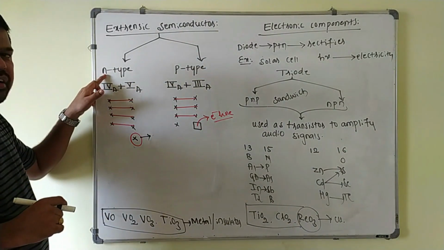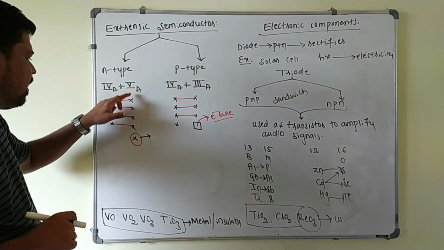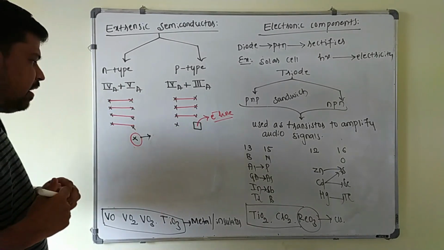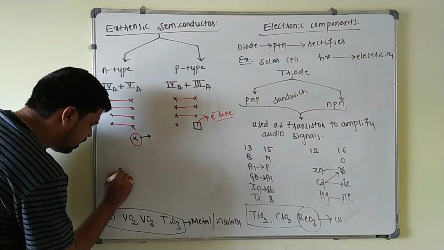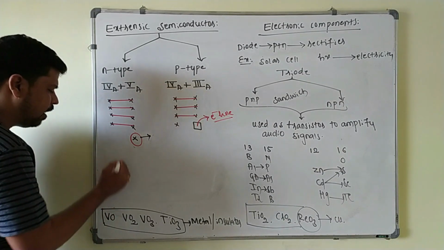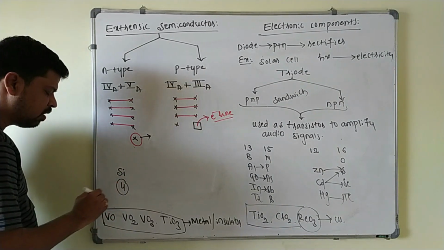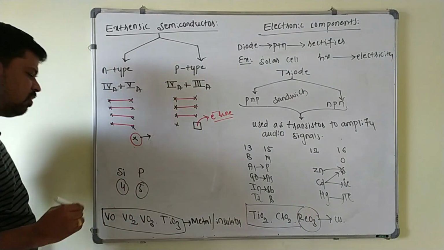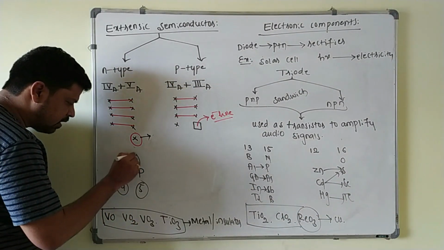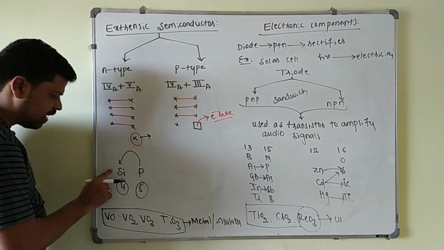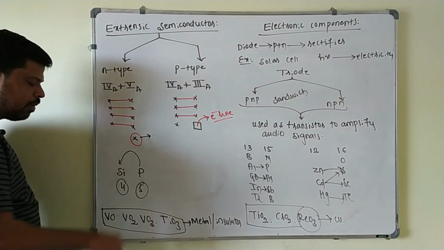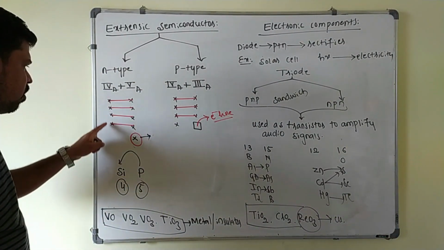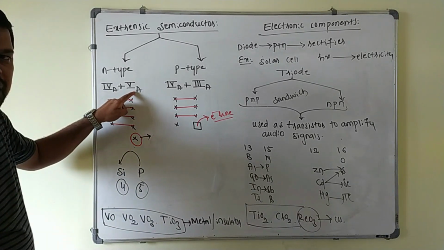Here N type semiconductors are obtained by adding pentavalent impurity to the group 4A elements, that is to silicon or germanium. For example, silicon is a group 4A element which has 4 valence electrons. Whenever it is doped with a pentavalent impurity like phosphorus, which has 5 valence electrons, and this phosphorus is added to the silicon, some of the lattice sites of silicon are occupied by what? Phosphorus atoms. Phosphorus has 5 valence electrons and silicon has 4 valence electrons, group 4A and 5A elements.